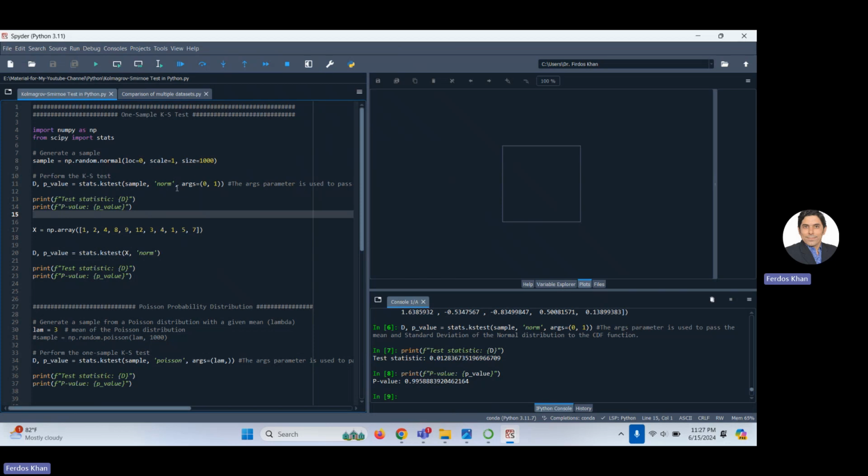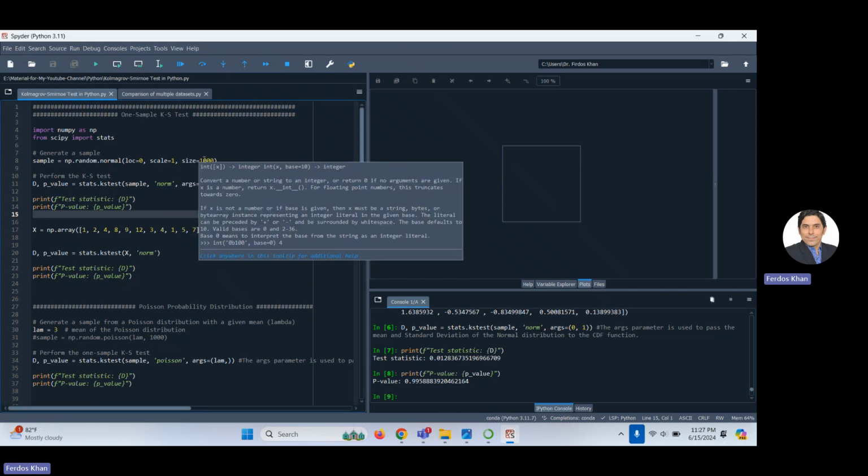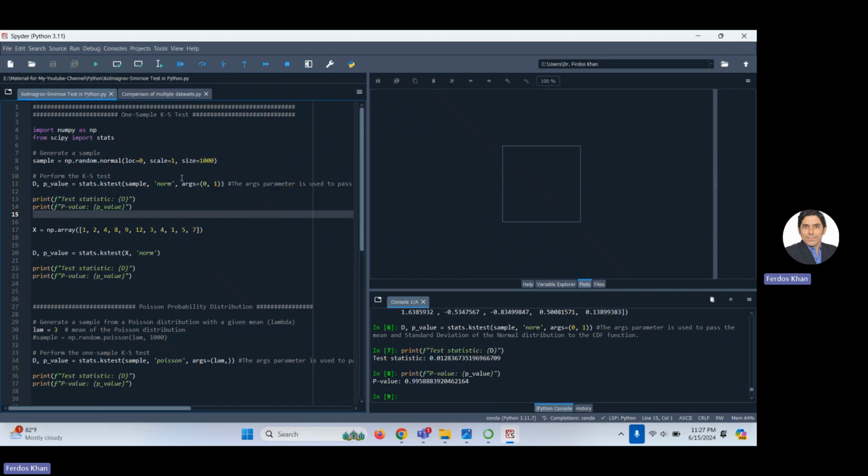So this is for generated data. If you have your own data, you can read from a CSV file or from online resources, which we have done earlier. So you can go and watch the videos on how you can read the data from a CSV file and how you can read the data from online resources.